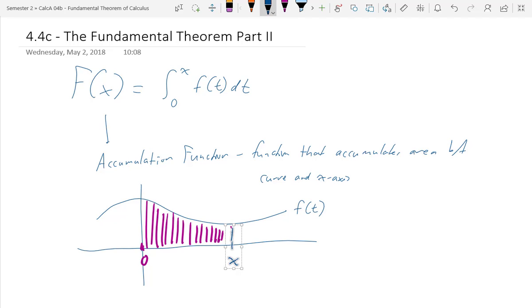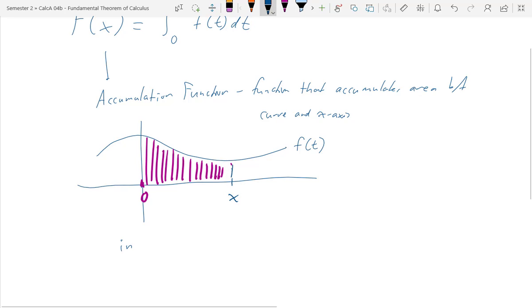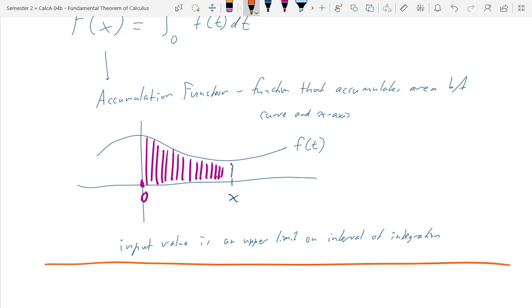If my function were to start moving around, then as I slide x left and right, I'd probably cross between area that's increasing, then area that's getting smaller, then area that's getting bigger again. It just depends on how the function goes. The important thing to know about this is that the input value is an upper limit on the interval of integration. So we're going to practice with this for just a little bit, just with the accumulation function.